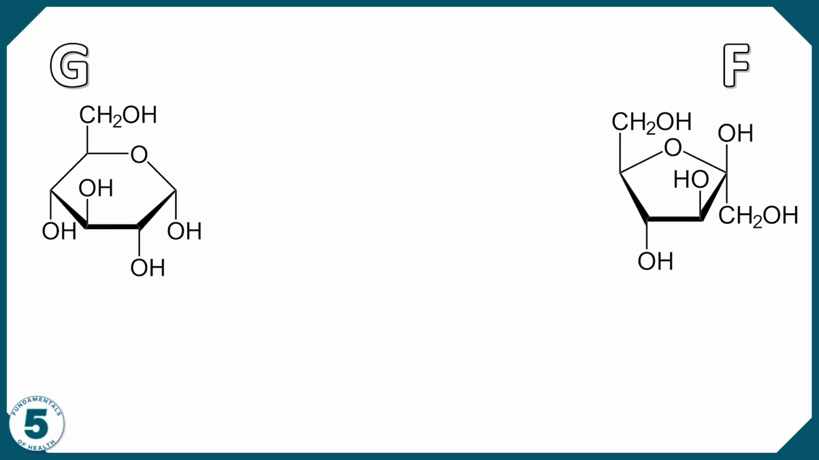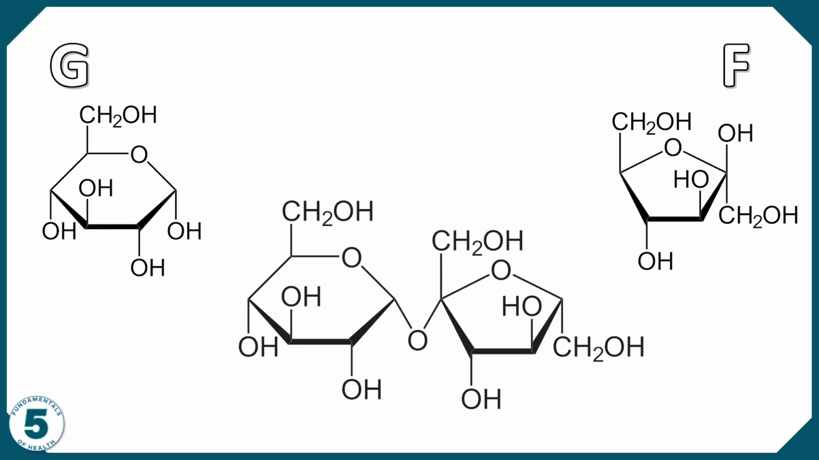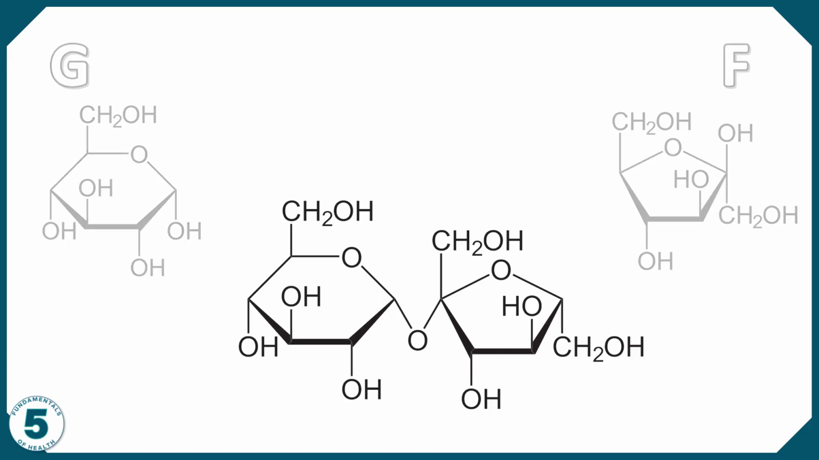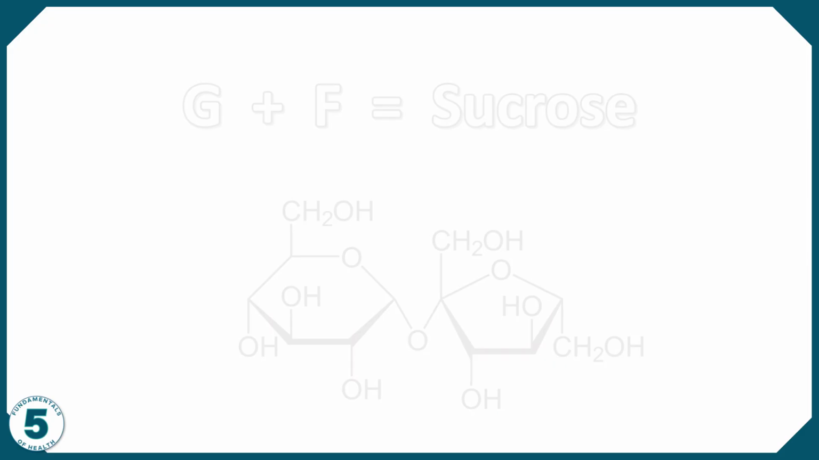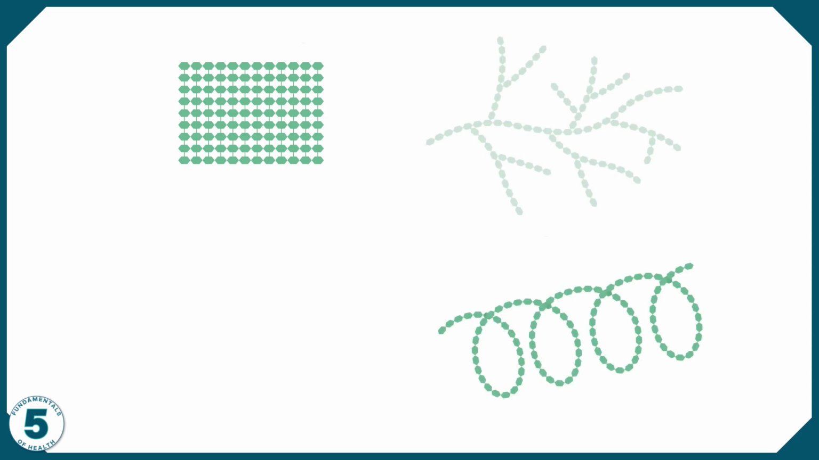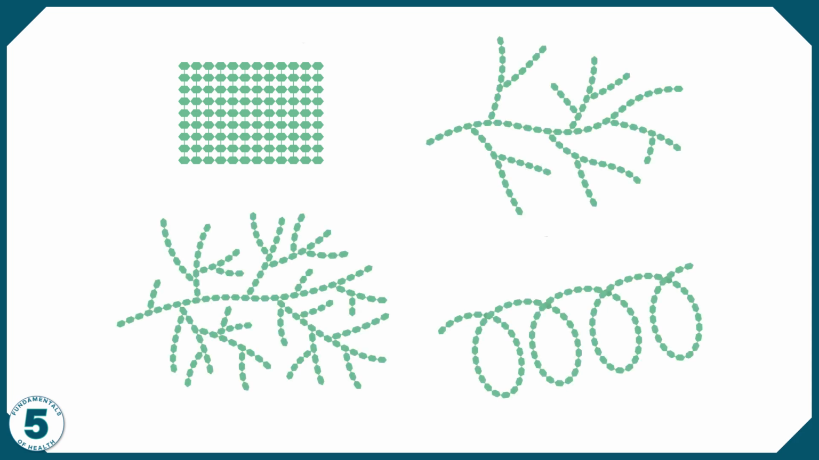But carbohydrates can get more complex. For example, 2 simple sugars can be joined together. Table sugar is that kind of carbohydrate, glucose plus fructose, and it has the chemical name of sucrose. Or many simple sugars can be joined together to make long chains or very long chains, and the chains can be straight or have lots of branches.